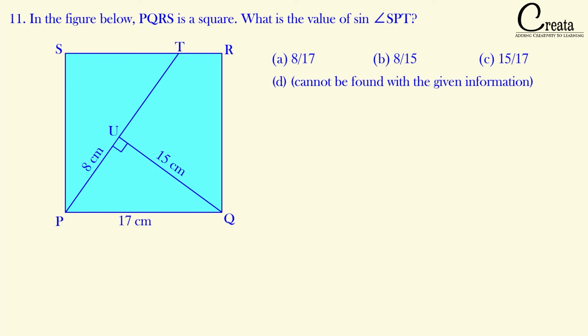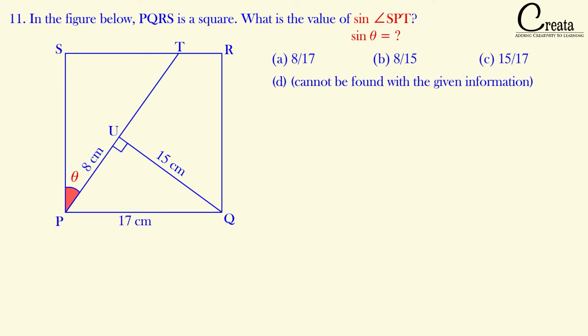In this question, PQRS is given as a square. This is a square. It means all the four angles of a square are equal to 90 degree. Here some values are given in this question, like PU is given as 8 centimeter, UQ is given as 15 centimeter, and PQ is given as 17 centimeter. And we have to find the value of sine of angle SPT. This is the angle SPT. For simplicity, let's denote this angle as theta. Just for simplicity, this angle is theta. We have to find the value of sine theta.